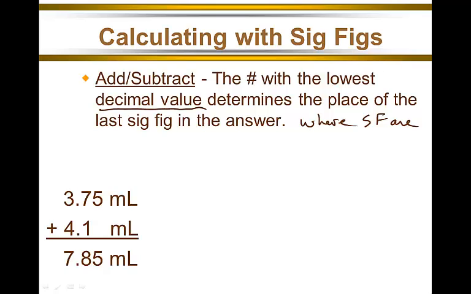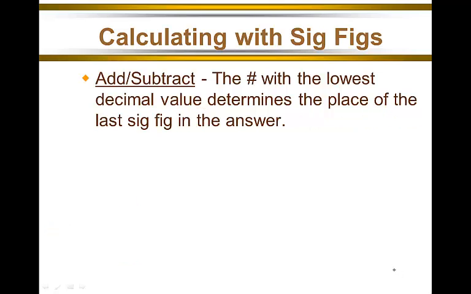So we've got 2 measurements here, 3.75 milliliters and 4.1 milliliters. You put that in your calculator, you get 7.85. Seems like a reasonable answer.